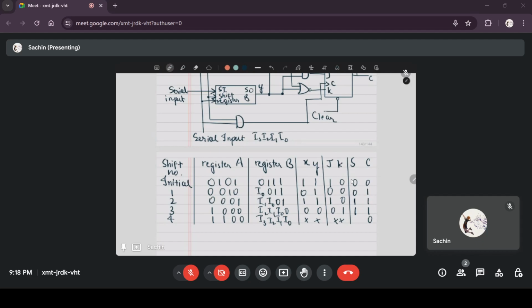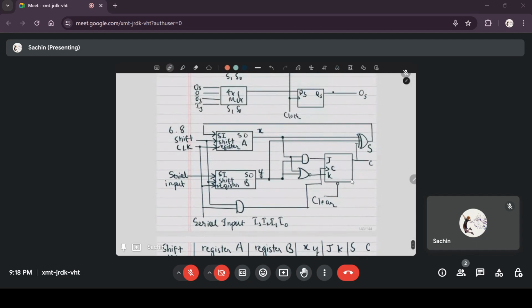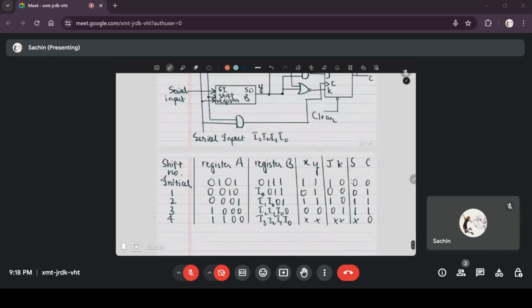We don't care about the sum. So there's a slight difference here. The carry out and the sum are different. The carry out that you have is the carry out from the previous stage. And the sum that you have is the sum in the current stage. So the carry out is delayed by 1 clock pulse.